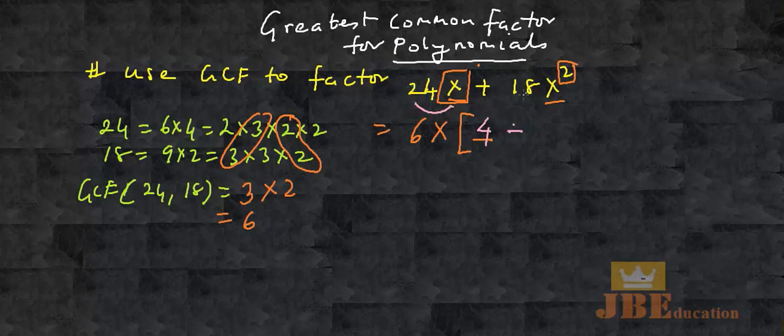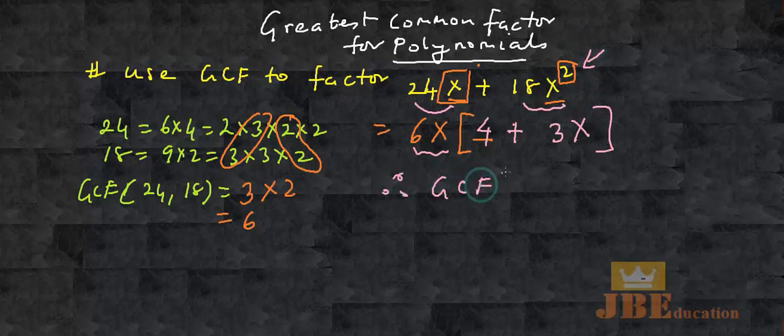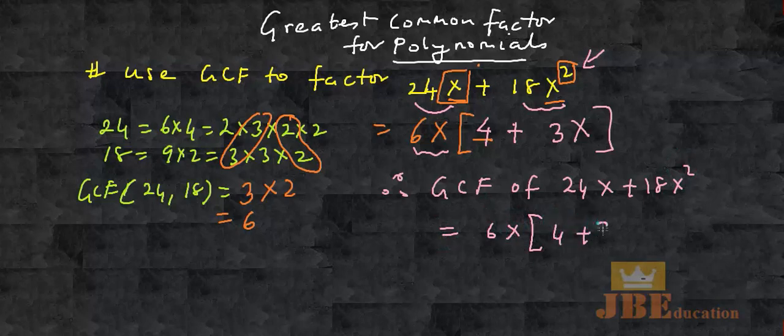Followed by the sign between the terms, which is plus. Now you need to find that number which when multiplied with 6x would give me 18x squared. So clearly 3 multiplied with 6 would give me 18, but I need to get a squared term there. That's possible by placing x there. So therefore the greatest common factor of 24x positive 18x squared is 6x times 4 positive 3x.